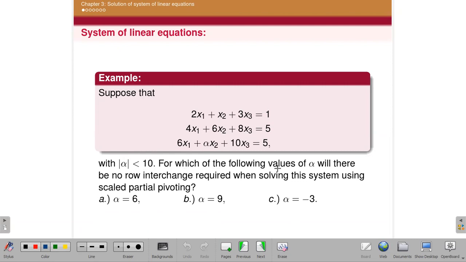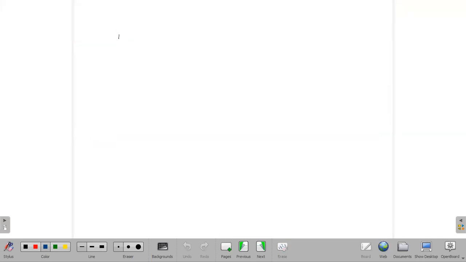For which of the following values of alpha will there be no row interchange required? Actually, in pivoting we always do the row interchanging to make our pivot element strong. But here you have to find those values of alpha for which no row interchange will be required when solving this system using scale partial pivoting. So let us do it in general, then we will come to these particular cases also. First of all, you write the augmented matrix. The step will be same.